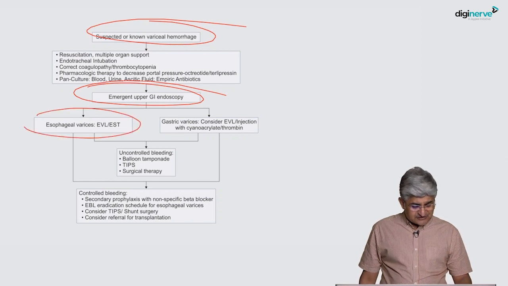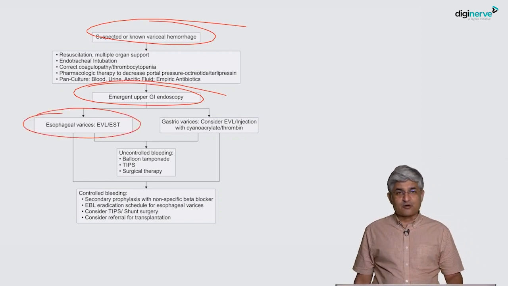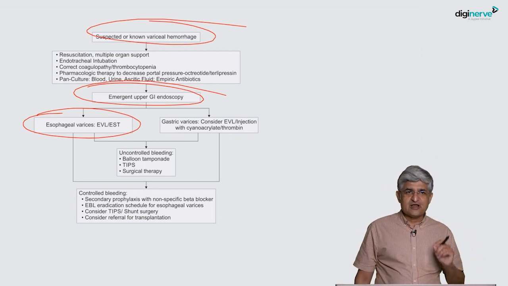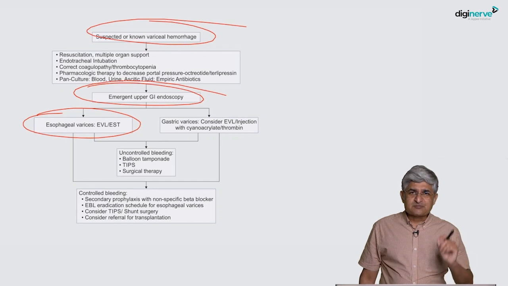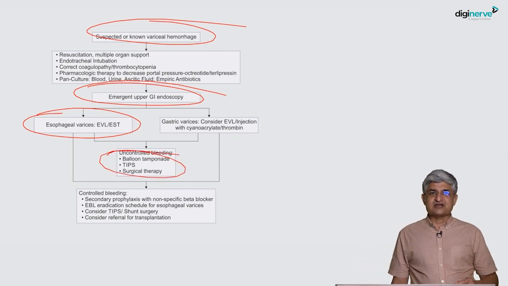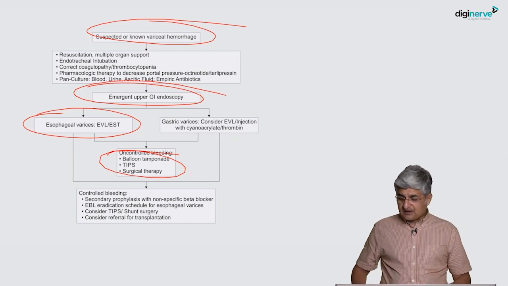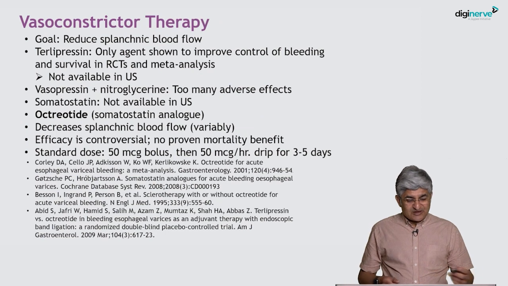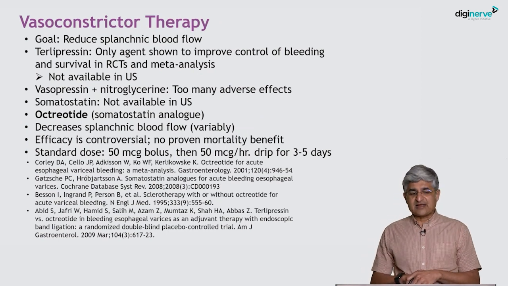And if there are esophageal varices, if there is an uncontrolled amount of bleeding, you can consider doing either sclerotherapy or epinephrine injections or sometimes banding. And in case the bleeding continues, you should consider a surgical therapy or a transjugular intrahepatic portosystemic stent and a surgical therapy. And the vasoconstrictor therapy is the medical line of management.